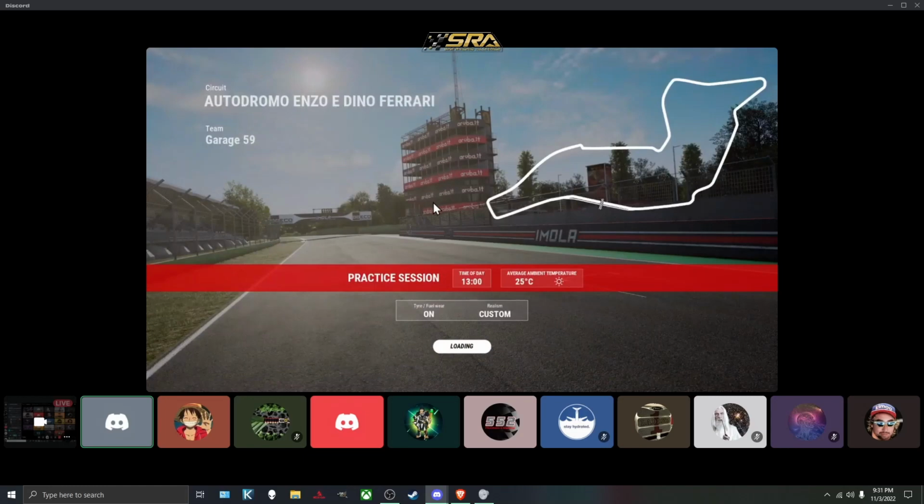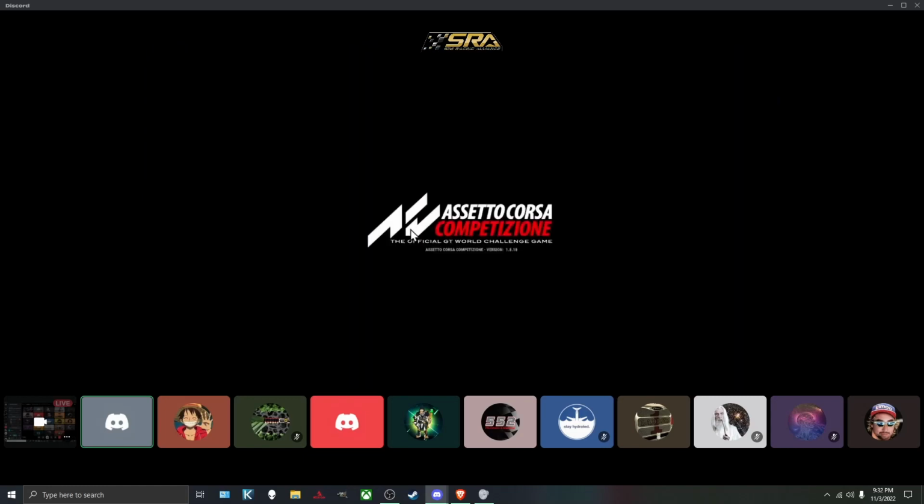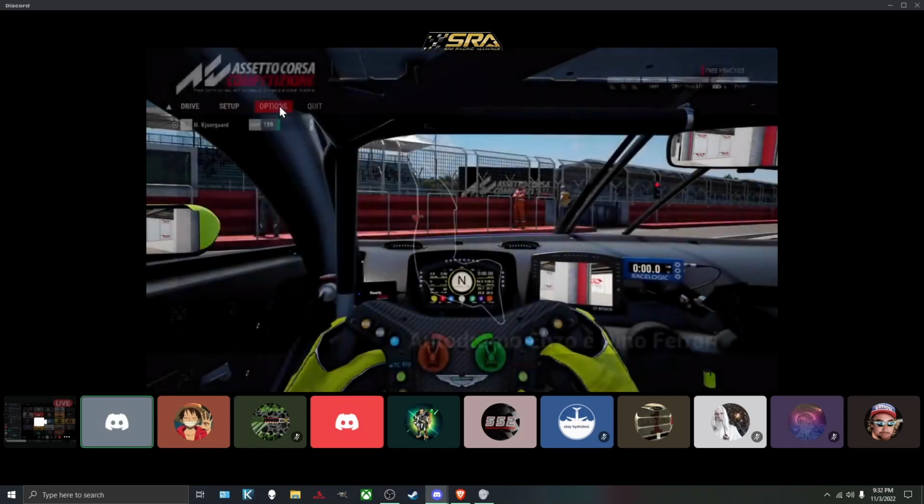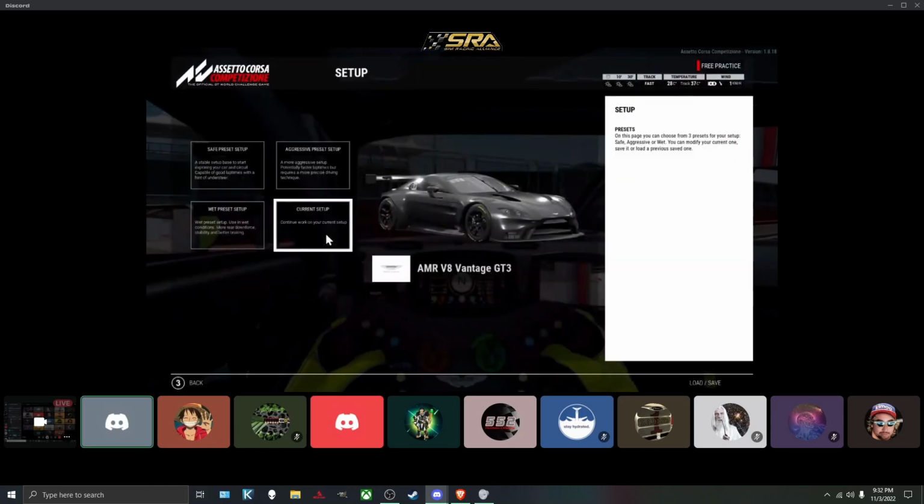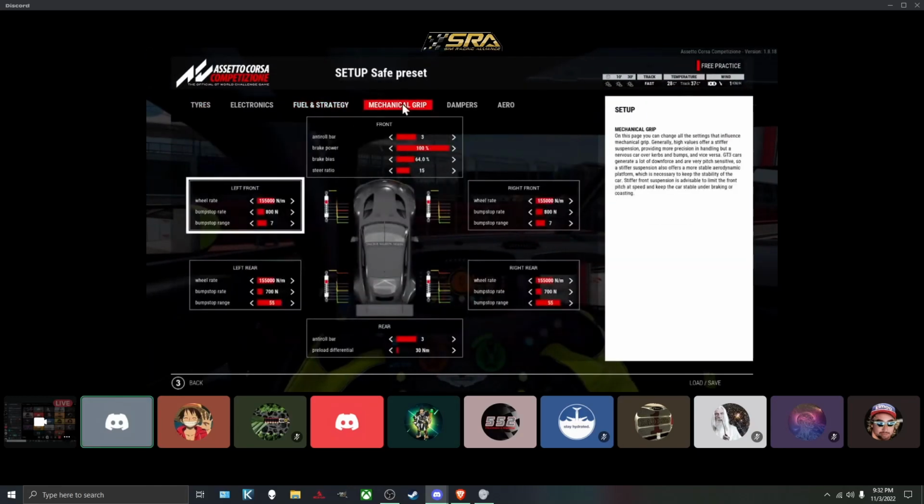Now the bump stop is nonlinear, right? So that K value changes the more that I change X. What happens is that when you go to the mechanical grip screen, this wheel rate is changing what that K value is. You can see here it's Newton per meter. So that meter is the amount of displacement that I get. So if I go 1 meter, I generate 155,000 newtons of force, right?